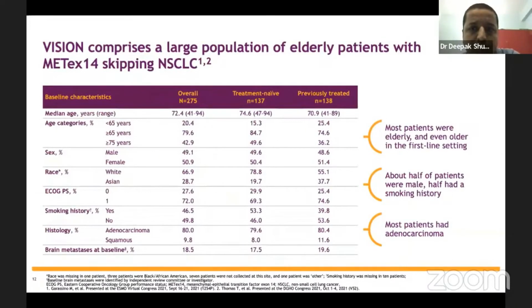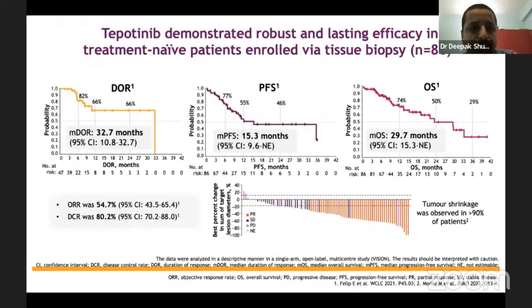In this trial, if we compare to other targeted subsets, the targeted mutation population, the median age was close to 72 years. Patients were elderly. The sex distribution was equally distributed between male and female, and the smoking status was also equally distributed. Almost the majority of the patients were adenocarcinoma, with around 10% patients having a squamous histology, and close to 20% patients with brain metastasis were enrolled.